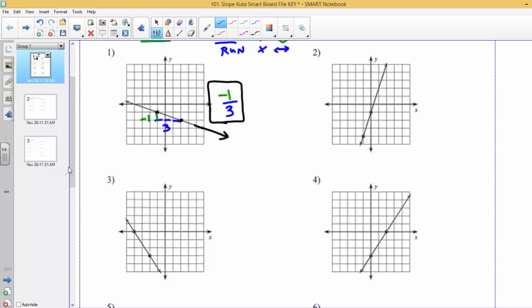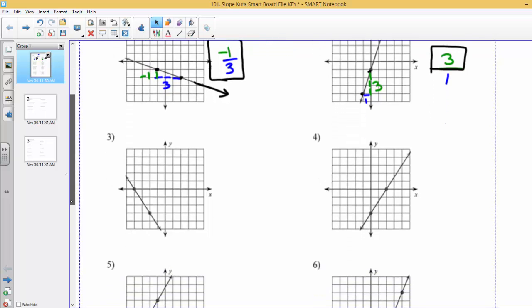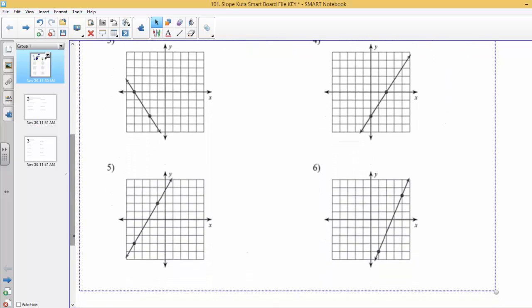All right, lucky number 2. There's your dots. You have your rise and your run. So over 1, up 3. Rise over run. 3 over 1. And 3 over 1 is the same thing as just 3. That's your slope. Isn't this easy and fun?